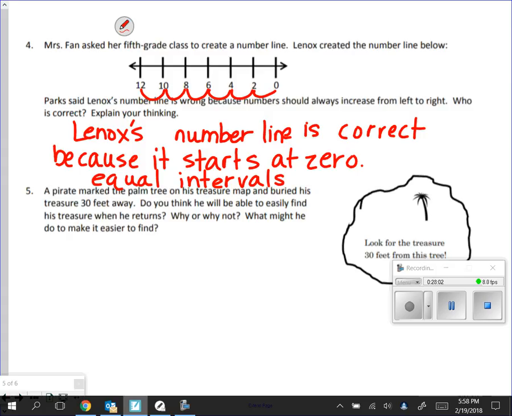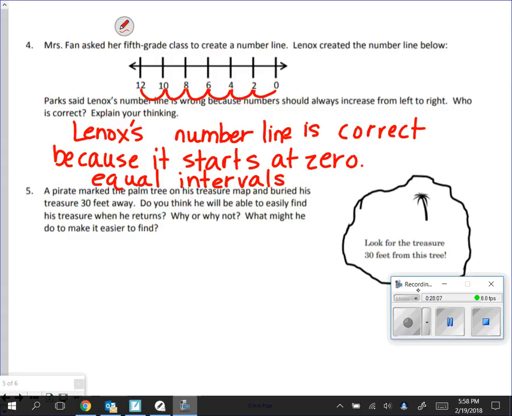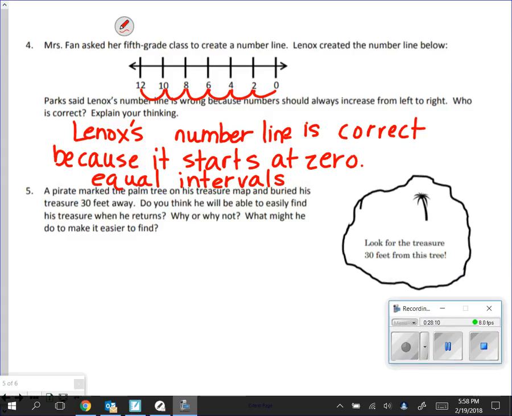A pirate marked the palm tree on his treasure map and buried his treasure 30 feet away. Do you think he will be able to easily find his treasure when he returns? Why or why not? What might he do to make it easier to find? Do you think that he would be able to look for the treasure 30 feet from this tree? Do you think that it would be easy to find his treasure? Why or why not? You guys should be able to answer that one easily. Absolutely not.